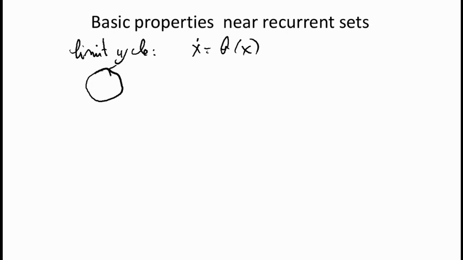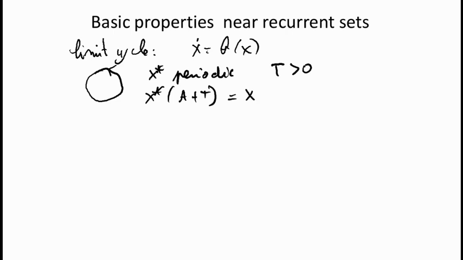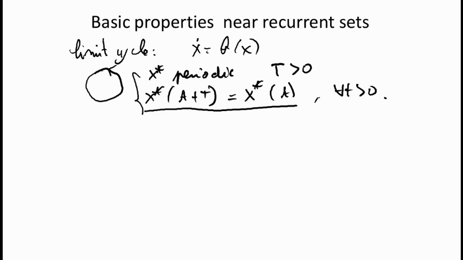So this is a solution x tilde. It is a periodic solution of minimal period capital T, such that x tilde of t plus capital T equals x tilde of t for all t. And so now you can ask, what's the stability of a limit cycle? And of course x of t here is a solution of 1.